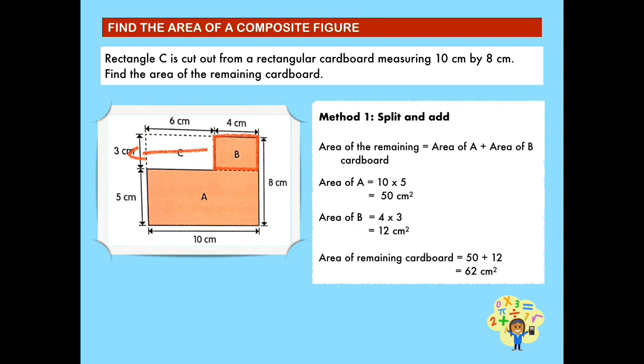We can now find the area of the remaining cardboard by adding the area of rectangle A and the area of rectangle B. So 50 plus 12 is equal to 62 square centimeters. The area of the remaining cardboard is 62 square centimeters.